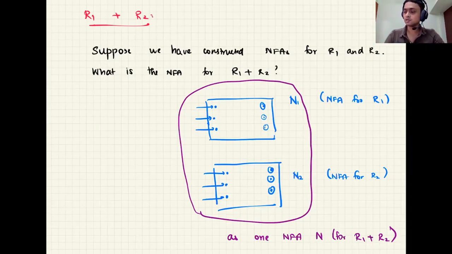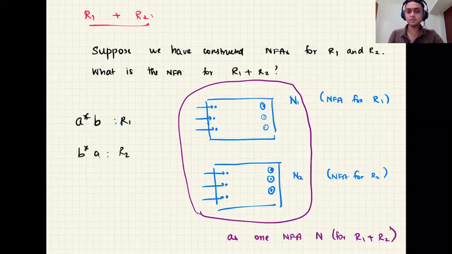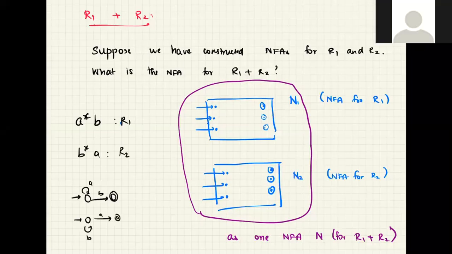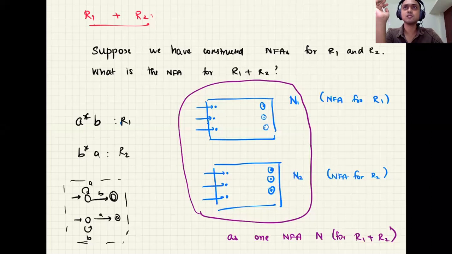Remember this. If I had A star B as my R1, say, and B star A as my R2, you remember that we drew an NFA for A star B, which is this, and we drew an NFA for B star A, which is this, and then we thought of this as one NFA. So this is the same idea, which is generalized. Now let me go to the next operation.